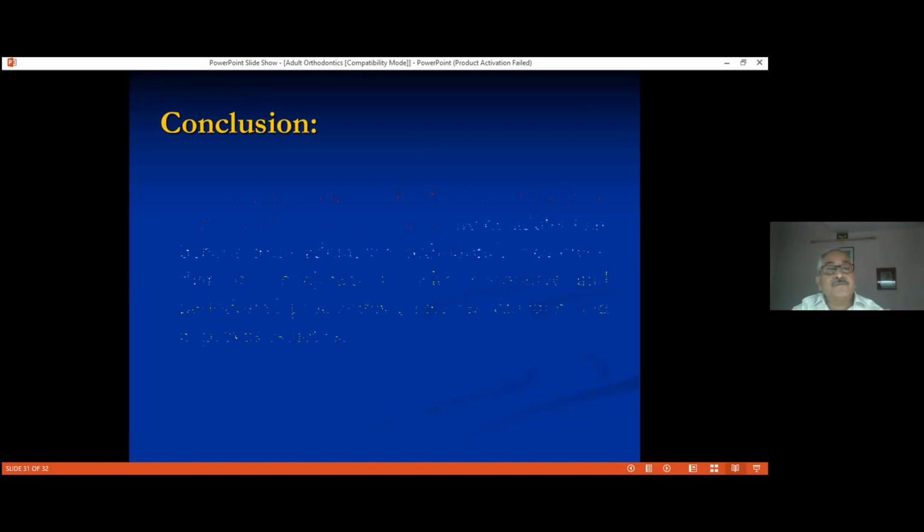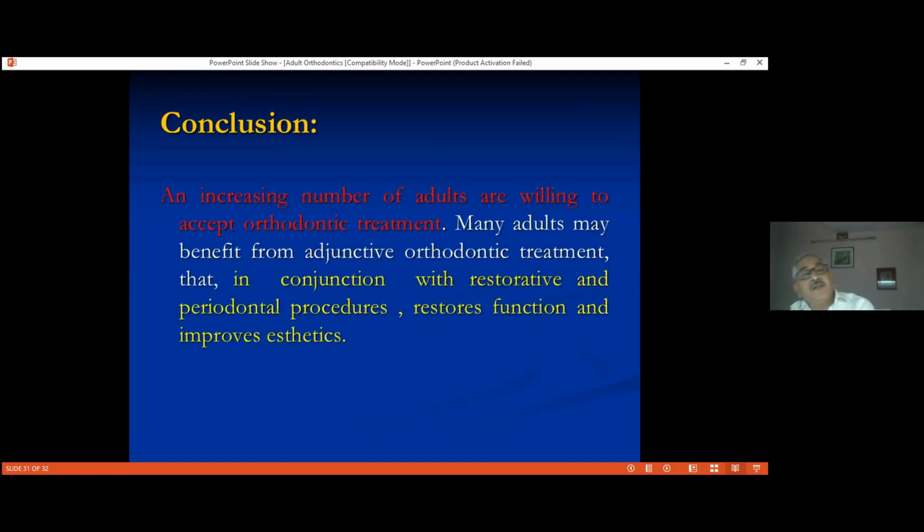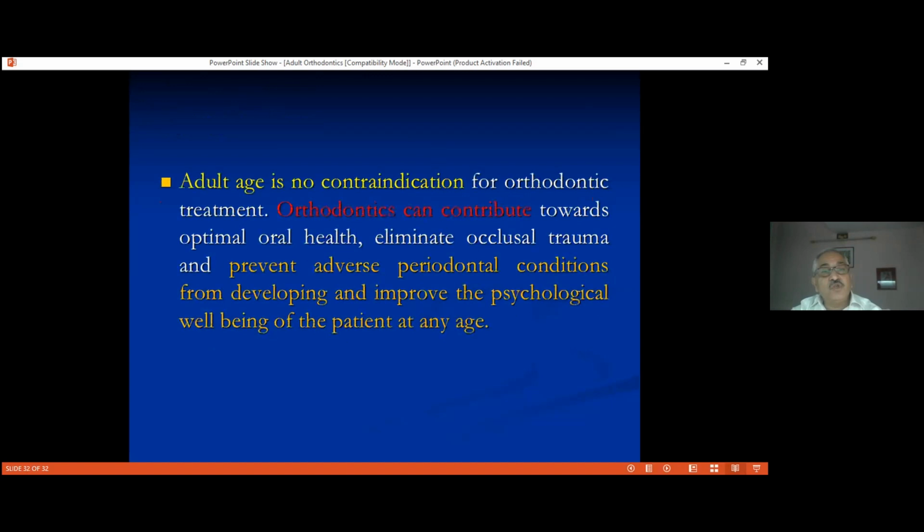Conclusion: an increasing number of adults are willing to accept orthodontic treatment. Many adults may benefit from adjunctive orthodontic treatment that, in conjunction with restorative and periodontal procedures, restores function and improves aesthetics. Adult age is no contraindication for orthodontic treatment. In a nutshell, orthodontics can contribute towards optimal oral health, eliminate occlusal trauma, prevent adverse periodontal conditions from developing, and improve the psychological well-being of the patient at any age.